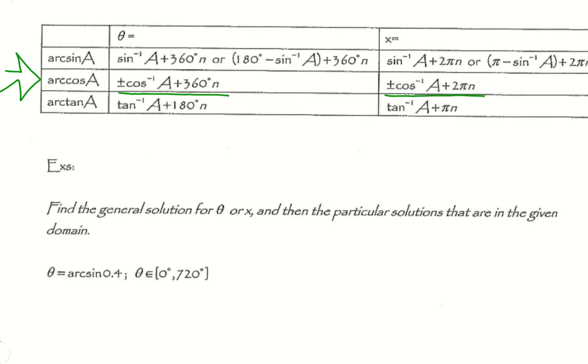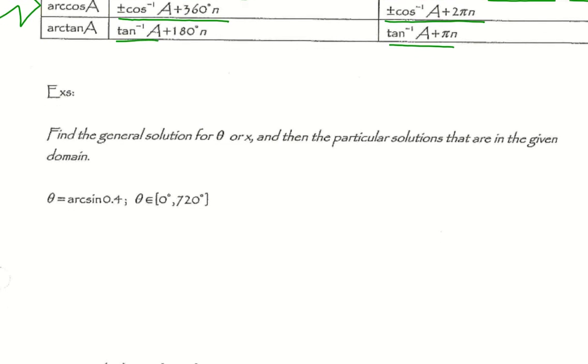For arc sine, we have a little more complicated definition. It is the inverse sine plus 360n, or 180 minus the inverse sine plus 360n. If we're in radians, it would be the inverse sine plus 2 pi n, or pi minus the inverse sine plus 2 pi n. For arc tangent, we have simply the inverse tangent plus 180 degrees n, or the inverse tangent plus pi n. So let's see how those formulas work.